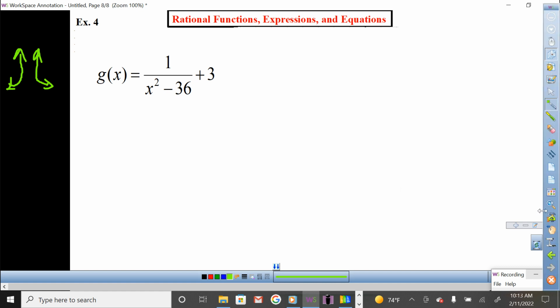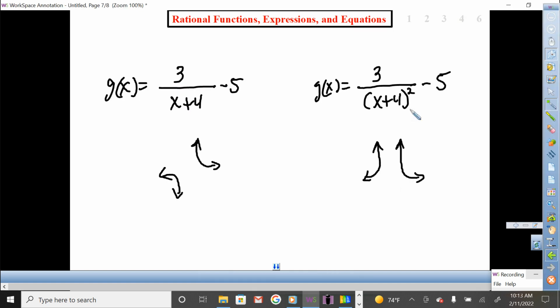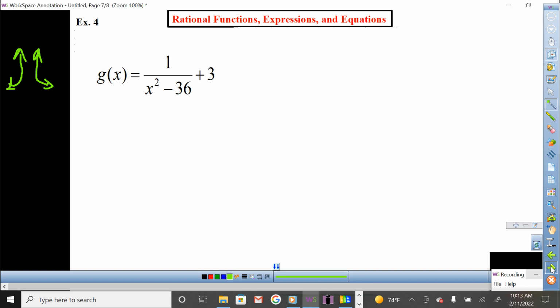Let me go back to the previous one that we just saw. This one with a square was J-Lo. This one does not have a square on the denominator. This new one for today, we still have a square on the denominator, which means we should end up with something like this. All right, so put your utensils down, look to the screen.